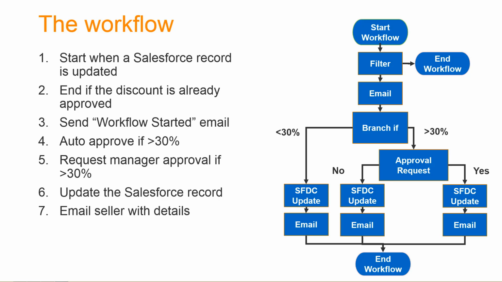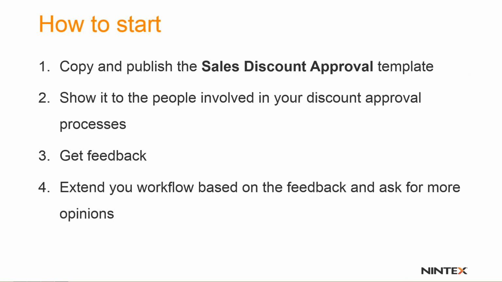So how do we start? Well, the first thing we recommend is that you copy the existing sales discount template, save it, configure it, and publish it. This gives you a working workflow that you can show to people who are involved in your discount approval process. You can get their feedback. It's much easier to see an actual workflow in operation than it is to look at a set of boxes on a whiteboard and give good feedback. So extend your workflow based on that feedback and ask for more opinions. At some point, you will get to a system where people are ready to start adopting it and they have a sense of ownership because they've been involved in the development.